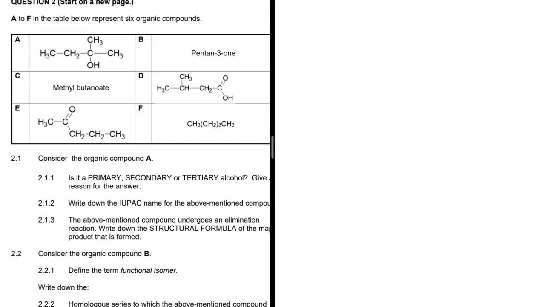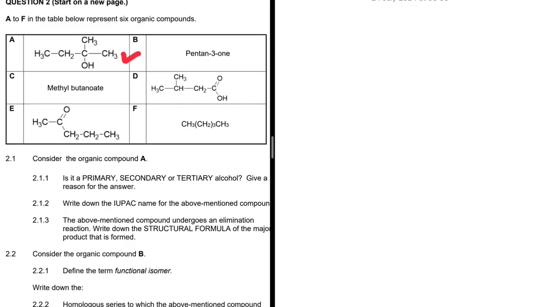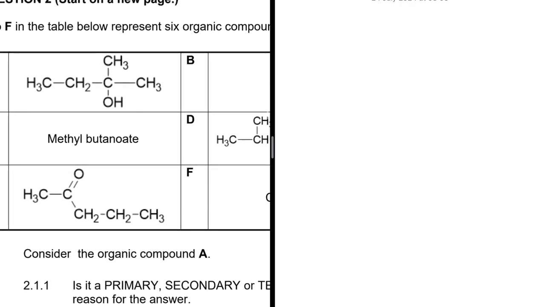Is this organic compound a primary, secondary, or tertiary alcohol? We're supposed to give a reason for the answer. So let's go ahead and take a look. In compound A, let's just zoom in on compound A. We have 1, 2, 3, 4 carbons. So that should be butanol, right?